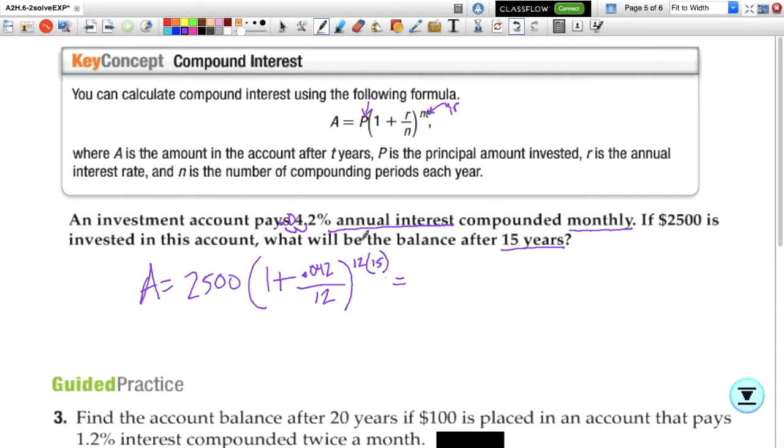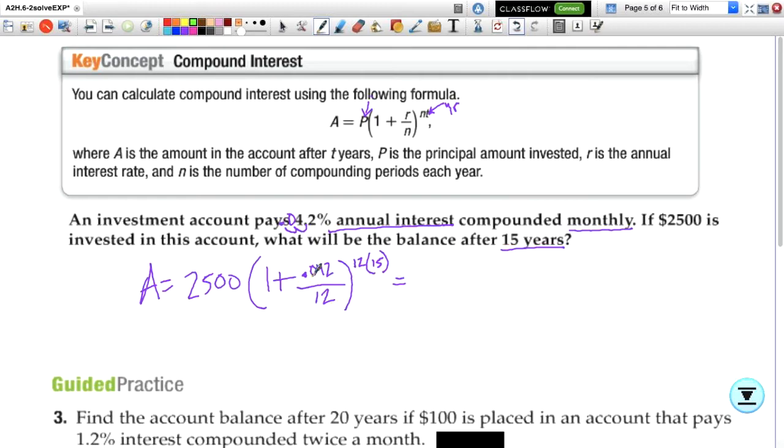Now we just need to PEMDAS the bejesus out of this. I'm going to start by doing 12 times 15. You know what? Maybe we should really follow the order of operations the way we should. We should start in our parentheses, and then do our exponent and then do our multiplication last. So let's start in these parentheses. I have addition and division. I have to do the division first.